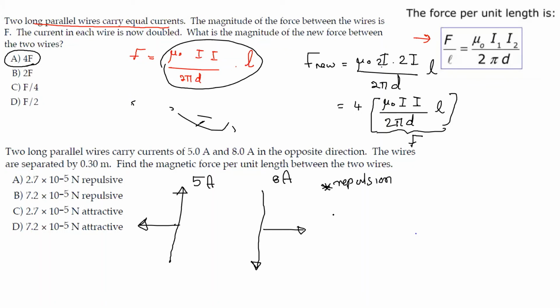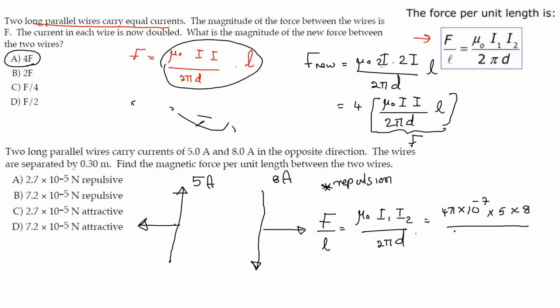And now let's find the force per unit length. So they're asking F over L. Mu naught I1 I2 over 2 pi d. Mu naught is 4 pi 10 to the negative 7, I1 is 5, I2 is 8, 2 pi, the distance is 0.3. So when you simplify this, I think you should get the answer A.